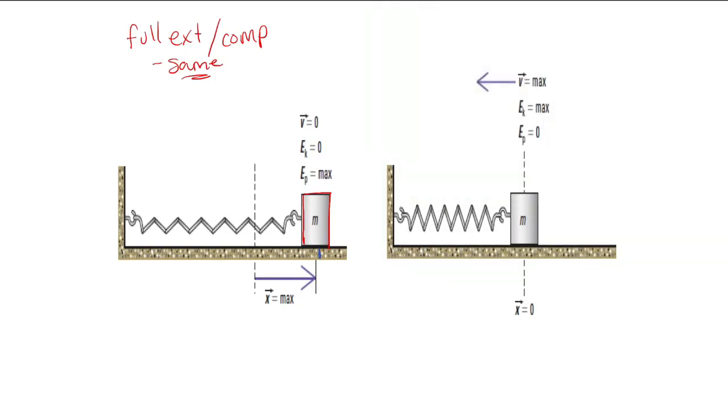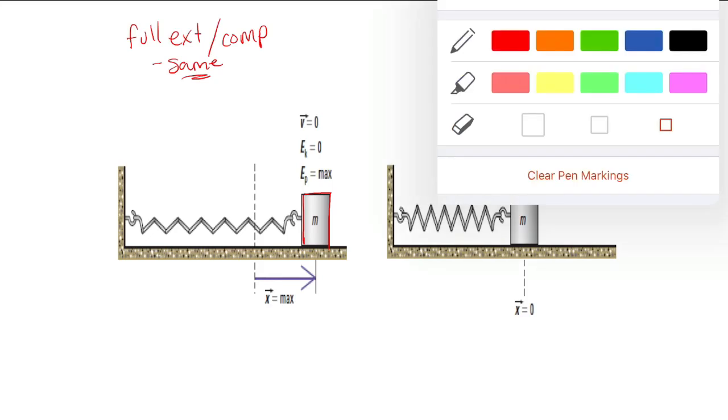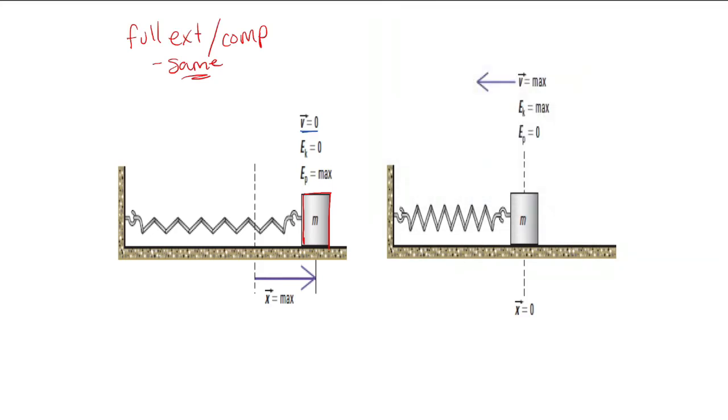Well, at this point, when it's at its full extension, it's gone as far away from its equilibrium as it's going to, and it's going to turn back the other way. So what do I know about something when it's going from one direction to the other? It needs to stop for a split second in the middle. So the first thing we know about this point is that the velocity is 0. Because for something to change directions, its velocity has to go to 0 for a split second.